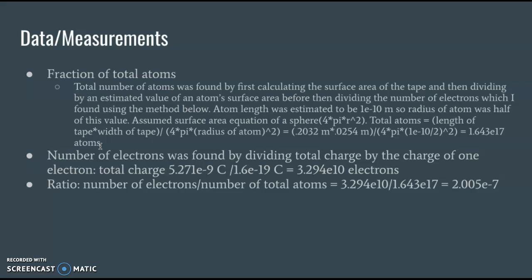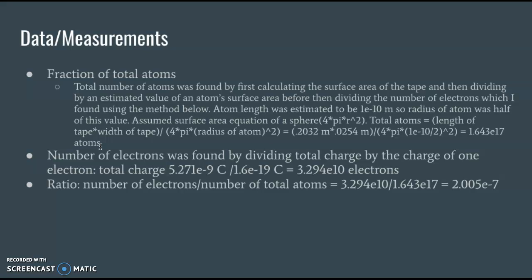So the total number of atoms was found by first calculating the surface area of the tape and then dividing by an estimated value of an atom's surface area, before then dividing the number of electrons, which I found using the method below. Atom length was assumed to be 1 times 10 to the negative 10 meters, so the radius of the atom was half of this value, and the surface area equation of a sphere was assumed to be the same as an atom, which is 4 pi r squared, and so the total atoms was found to be 1.643 times 10 to the 17 atoms.